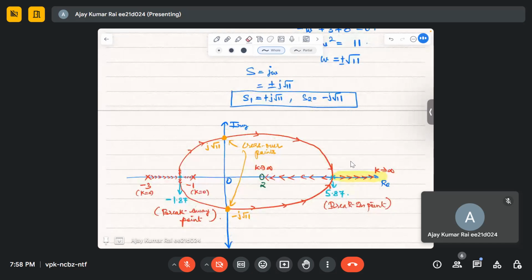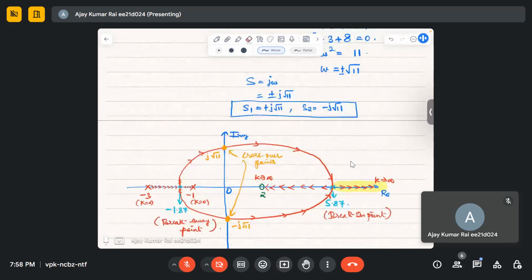Very simple. Already we know how the root locus looks. We are just calculating the value of the crossover points. So what are crossover points? The root locus goes from the left half to the right half, or from the right half to the left half. In this case it's going from the left half to the right half.